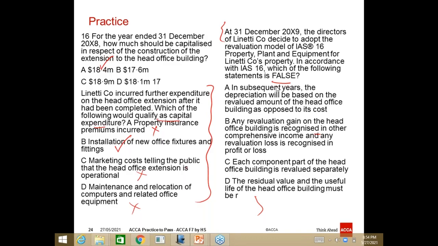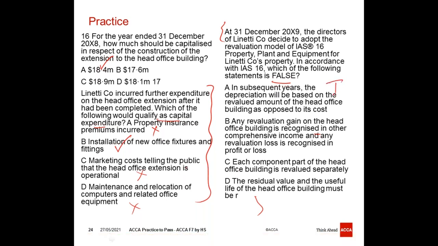In the subsequent years, the depreciation will be based on the revalued amount of the head office building as opposed to its cost. Is it true or false? So actually, it's true. Any revaluation gain on the head office building is recognized in other comprehensive income, and any loss is recognized in the profit and loss. It's true.